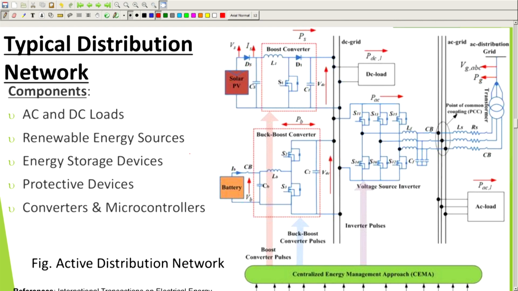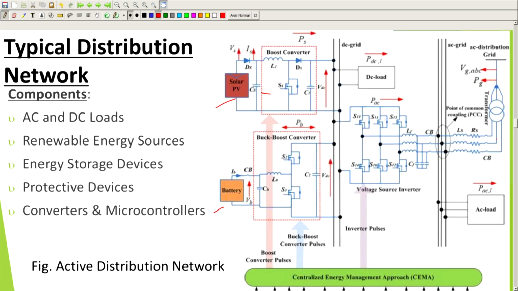So this is a typical distribution network, a schematic that we have taken from the literature. You can see here there is solar, connected to a boost converter that helps to extract MPPT, and this is connected to a DC grid. We also have a battery meant to give energy backup. Let's suppose this DC grid, to which the solar PV and the battery are connected, also has some DC loads connected directly.